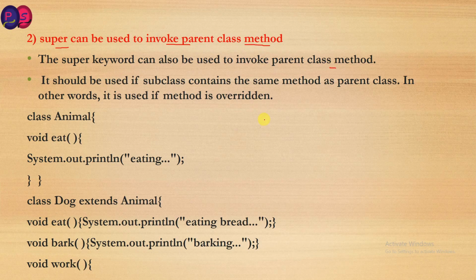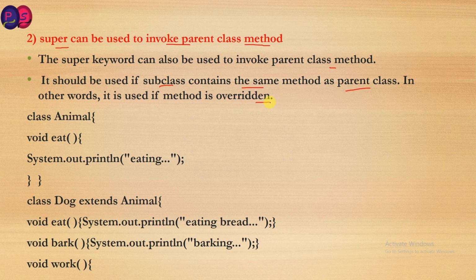How can it be used? It is similar to the parent class field. So in this also, if the subclass contains the same method as the parent class, if the name of the method in the subclass is the same as in the parent class, we can use the super keyword. In other words, we can say the method is overriding.